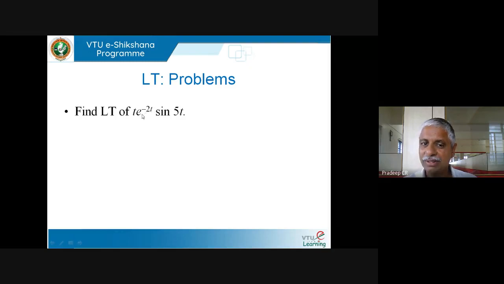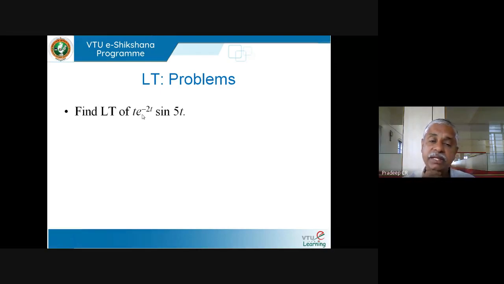For example, Laplace of e power minus 2t into sine 5t is very easy to find. All you have to do is find Laplace of sine 5t and in that replace s by s plus 2. If I had been given only t into sine 5t, that also I know how to do. I just find Laplace of sine 5t and differentiate to find Laplace of t times sine 5t. All I would do is differentiate it once and change the sign. That's what I will do. So now they have given both, so do both one after the other.